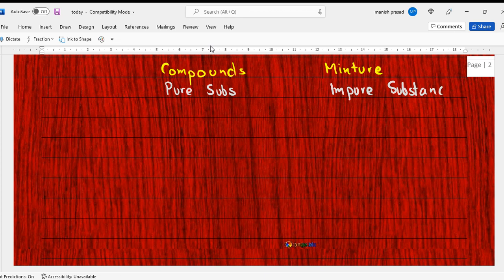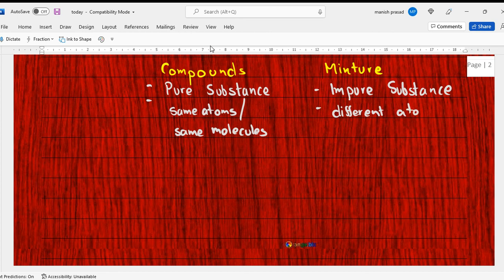Now, I want another definition from you about a compound and a mixture. So compounds can be the same atoms and molecules? The same atoms also and the same molecules. They are made up of the same atoms or the same molecules. What can you say in terms of a mixture? Different atoms or molecules. They are made up of different types of atoms or molecules.